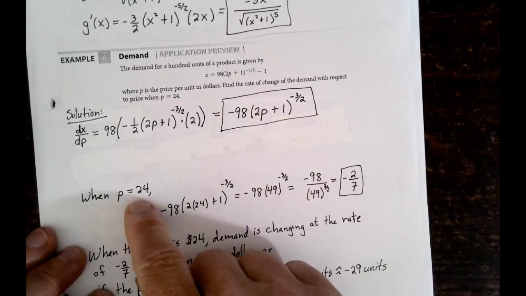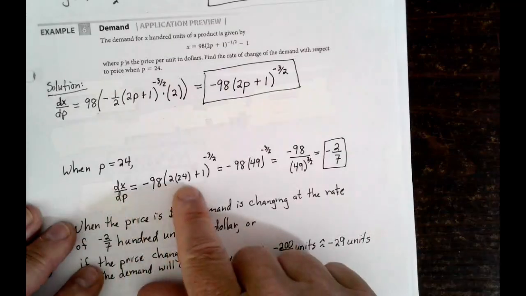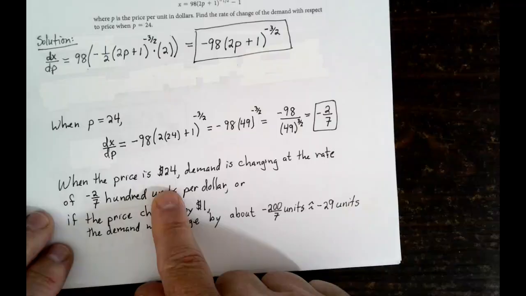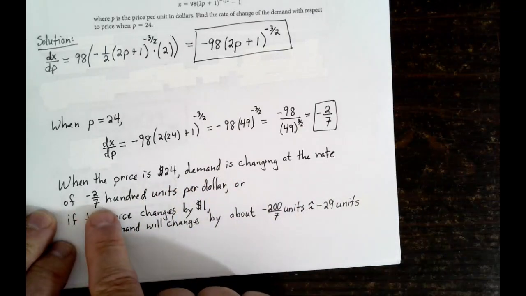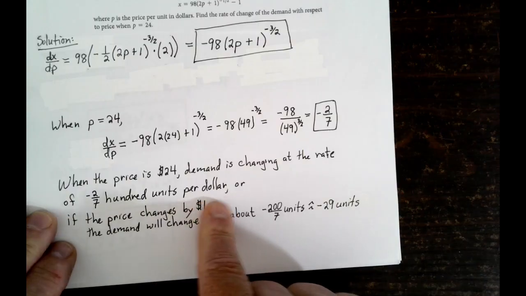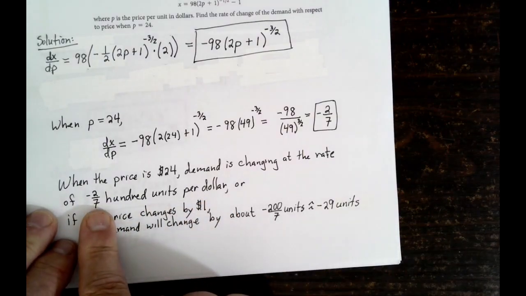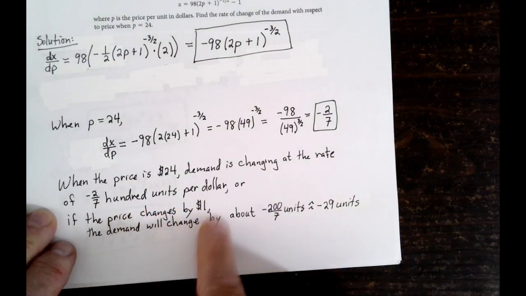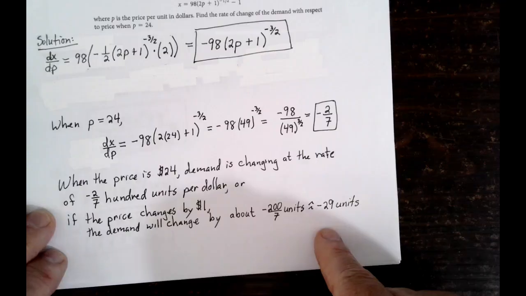Now they ask you to figure out what's happening when the price is 24, so you plug in 24 for P and you get your answer. And so when the price is 24, the demand is changing at a rate of negative 2/7 hundredths units per dollar. 2/7 is about 0.28. So 0.28 times 100 is around 28 units per dollar, or 29 units per dollar.